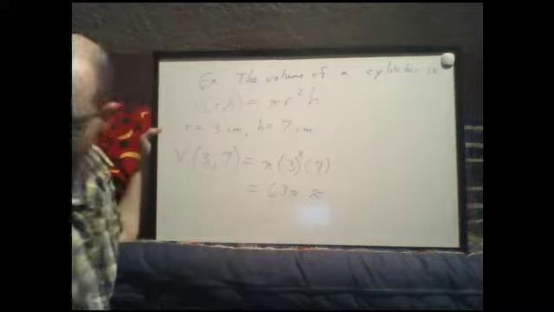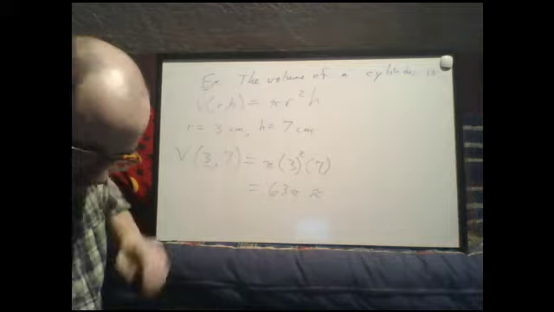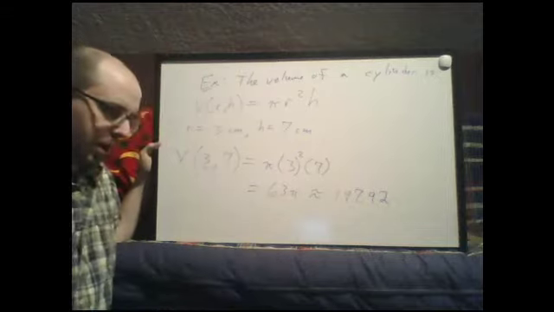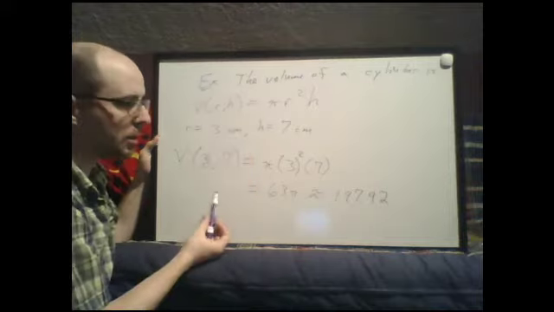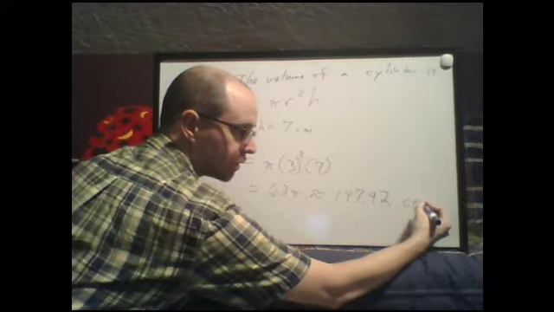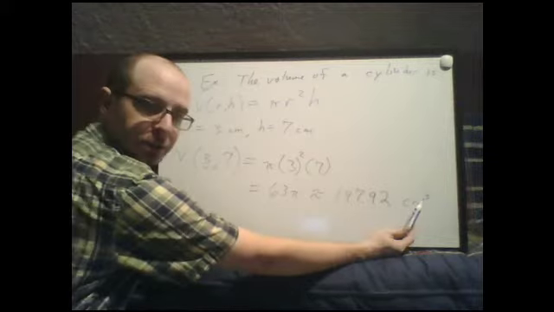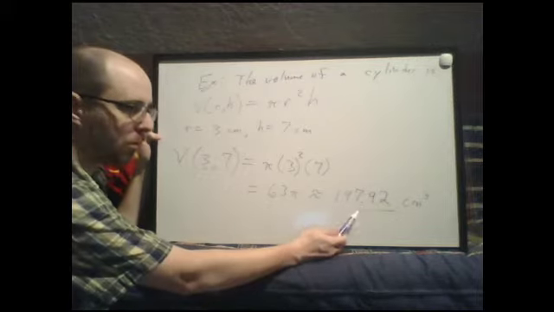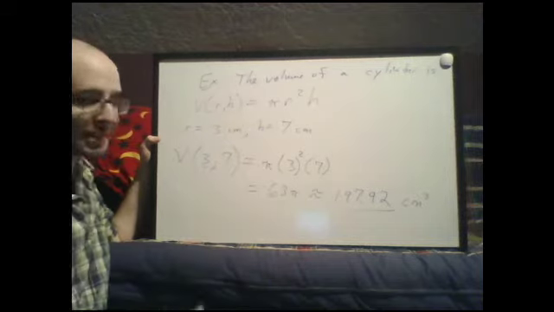which is approximately 197.92. And what would the units on volume be if my measurements were in centimeters? Then the volume would be a three-dimensional unit, so that'd be centimeters cubed. So centimeters squared times another centimeters gives me centimeters cubed. So that would be the volume of a cylinder whose radius is 3 centimeters and whose height is 7 centimeters.